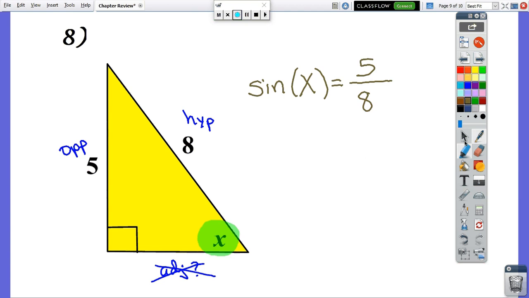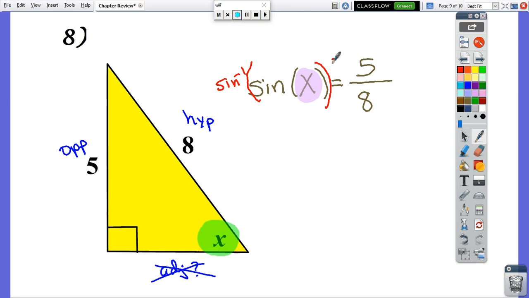Now, this is where we learned a new, basically a function, if you will. If we wanted to get this x all by itself, we had to get rid of this sine. And so what was the opposite of sine? That was where we had to press the second button on our calculator and the sine button. And it was called the inverse sine. It looked like a sine to the -1 power. So we had to take the inverse sine of this whole left side.